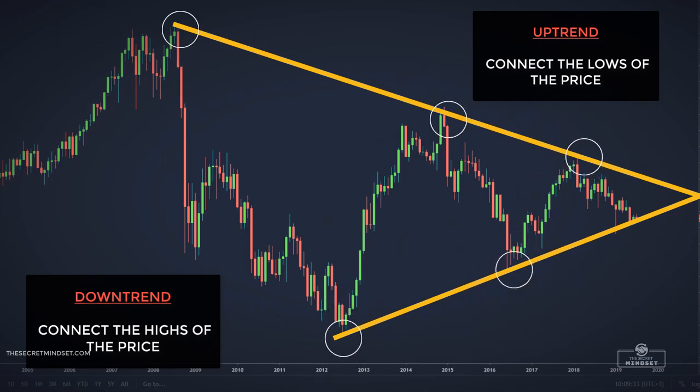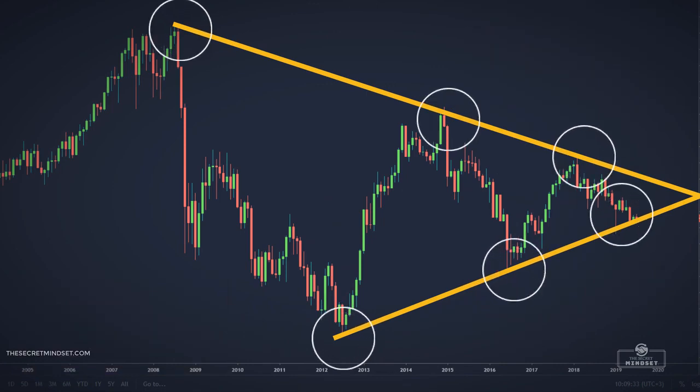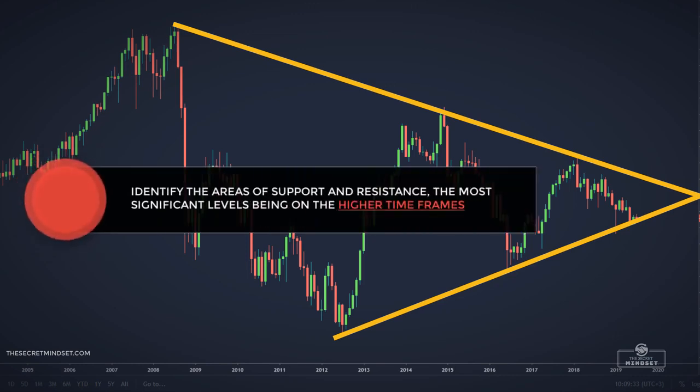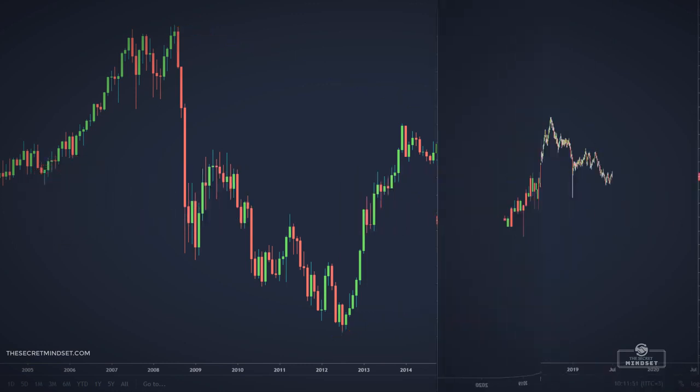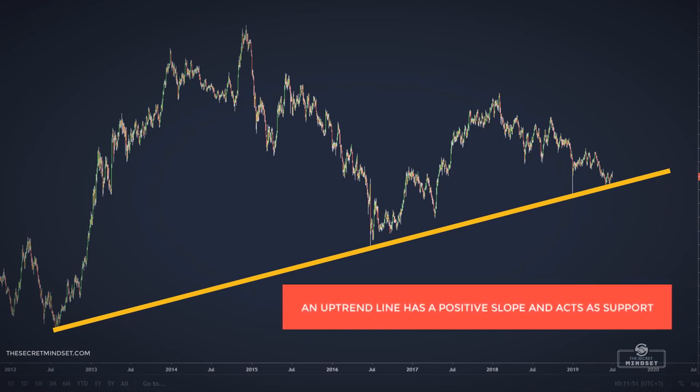As I said before, you start drawing trend lines on higher time frames and then carrying them forward to shorter time frames. In this way, you identify the areas of support and resistance, the most significant levels being on the higher time frames. An uptrend line has a positive slope and acts as support.